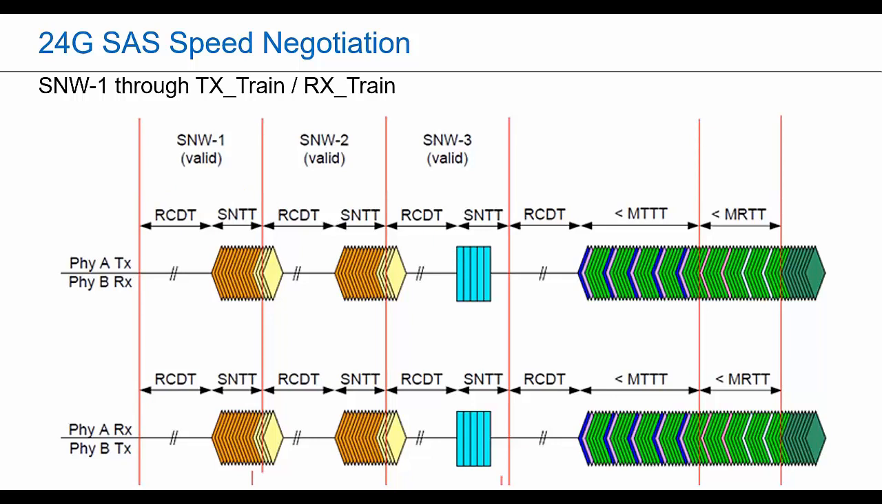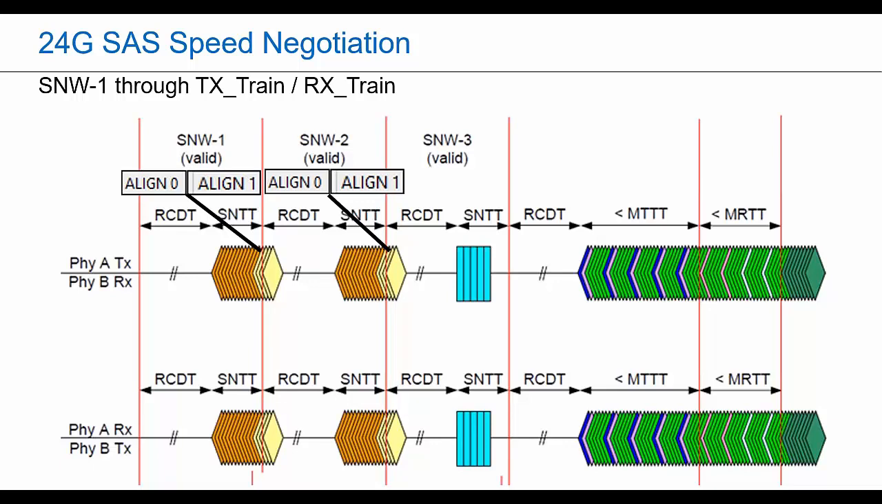Both PHYs will typically go through SNW1 at 1.5 gig. You would see them transition from an align 0 to an align 1, indicating the point where the PHY has reached DWORD synchronization for that SNW. Moves to SNW2, does the same thing at 3 gig. If either side fails to lock, they would continue with the align 0 for the duration of that SNW time.